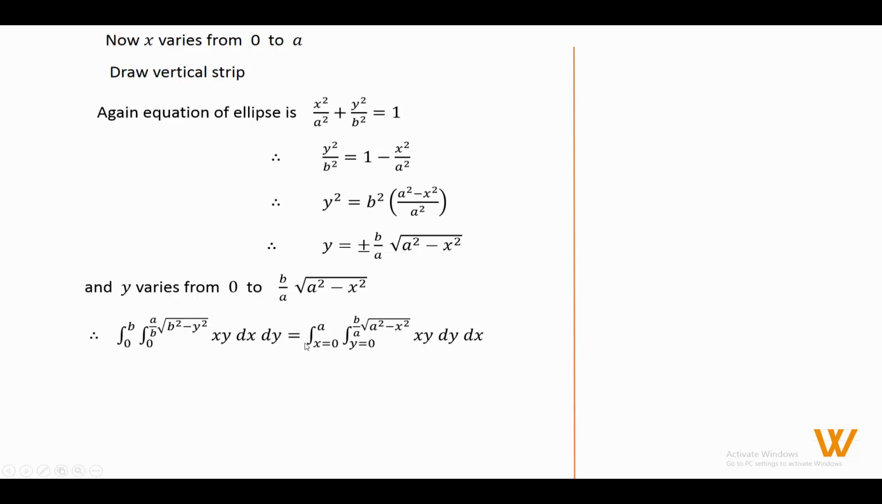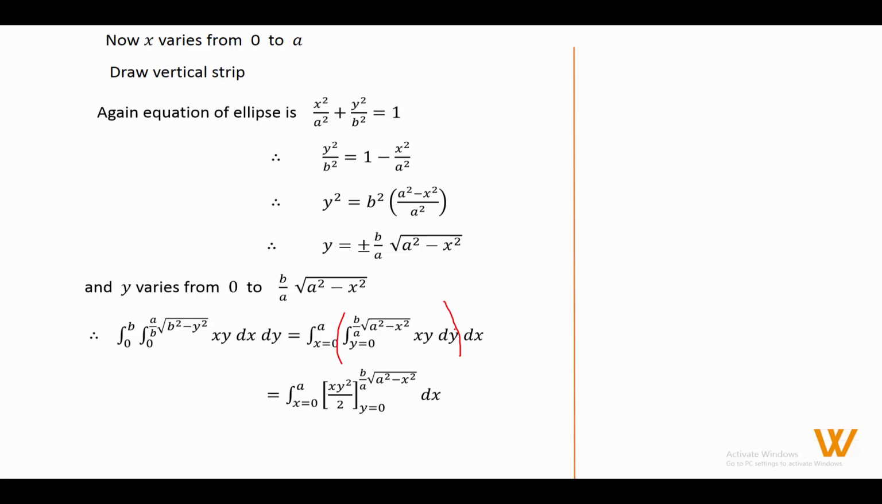Now evaluate this integration. First evaluate with respect to y. Therefore we get integration limit 0 to a, inside the bracket, integration with respect to y. Here x is a constant, so x, and integration of y is y square by 2. Y varies from 0 to b upon a into square root a square minus x square, dx. Now here first put the value of y as upper limit and then put the lower limit.